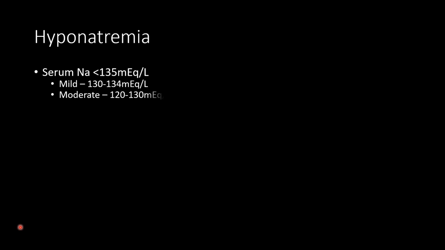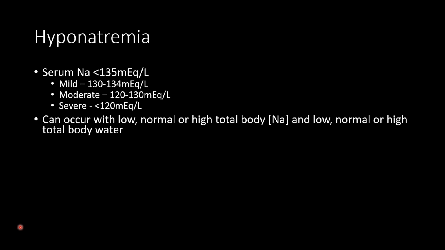So now coming to hyponatremia. What is hyponatremia? The normal serum sodium level is 135 to 145 milliequivalent per liter. Whenever the serum sodium is less than 135 milliequivalent per liter, it is called hyponatremia. Hyponatremia can be divided into mild, moderate, and severe depending on the levels. 130 to 134 is mild, 120 to 130 is moderate, and less than 120 is severe. It can occur with a low, normal, or high total body sodium and low, normal, or high total body water. We'll discuss that in a minute.